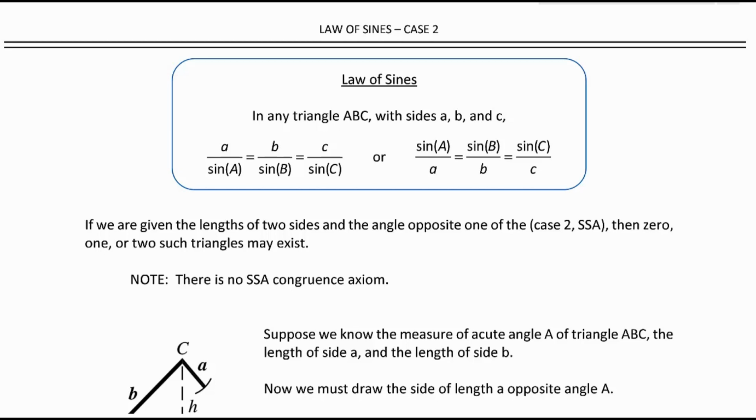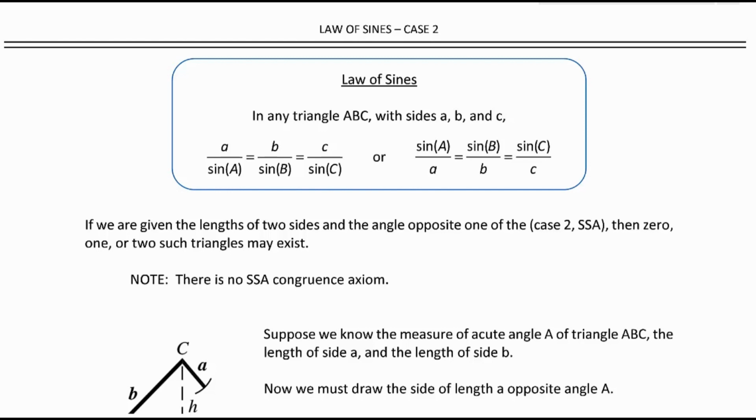In this video, we'll be using the law of sines to solve our case 2 type oblique triangles. That case 2 type triangle is when we're given the lengths of two sides and the angle opposite one of the sides. It's not the angle in between the two sides.